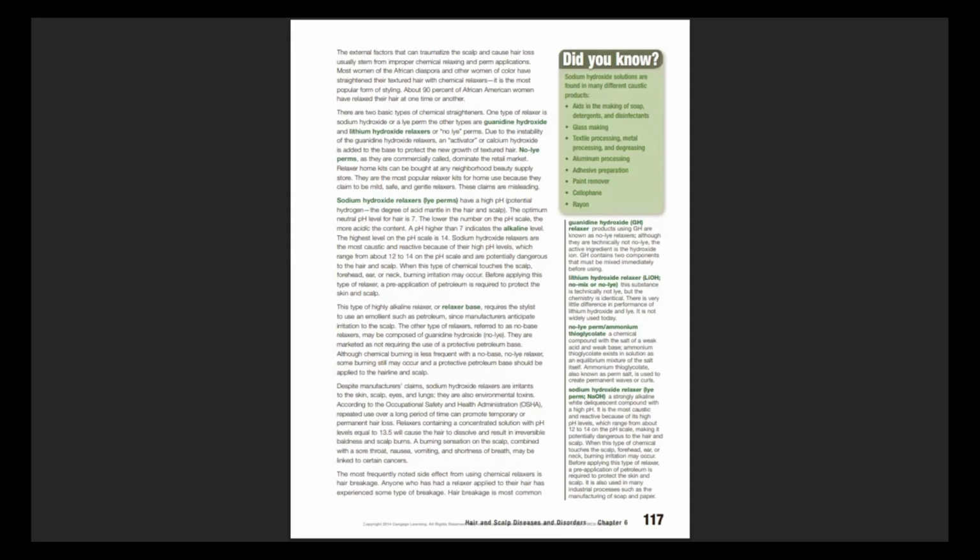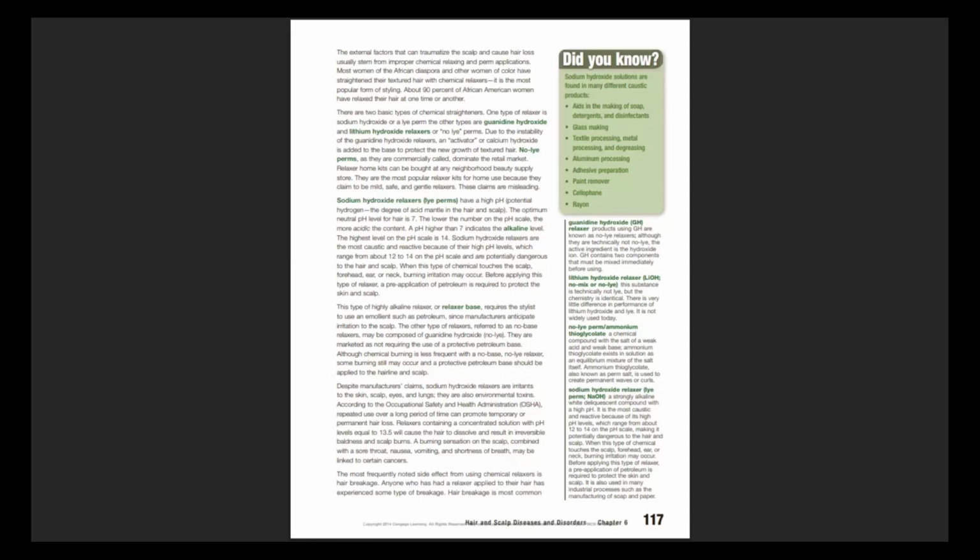There are two basic types of chemical straighteners. One type of relaxer is sodium hydroxide or lye perm. The other types are guanidine hydroxide and lithium hydroxide relaxers, or no-lye perms. Due to the instability of the guanidine hydroxide relaxers, an activator or calcium hydroxide is added to the base to protect the new growth of textured hair. No-lye perms, as they are commercially called, dominate the retail market. Relaxer home kits can be bought at any neighborhood beauty supply store. They are the most popular relaxer kits for home use because they claim to be mild, safe, and gentle relaxers.